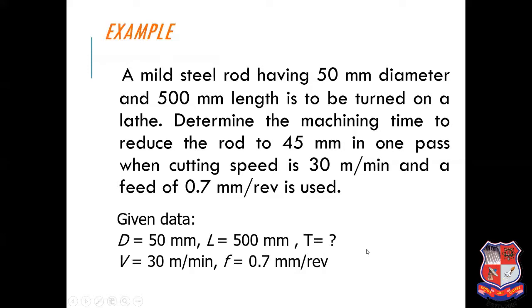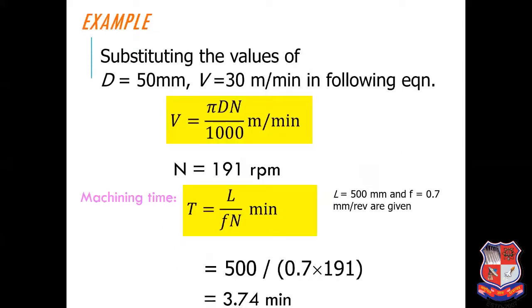So here N is not given first of all. So we have to find out N by using the formula V = πDN/1000 meter per minute. D, the diameter of the job, is given, V is given, so therefore we can find out N, which is 191 RPM. So in the machining time formula, we require L, the length of the job, and F into N. Here we said L is the length of the job, but actually L is equal to the length of the job plus some approach and some over travel, which is required for each and every operation.